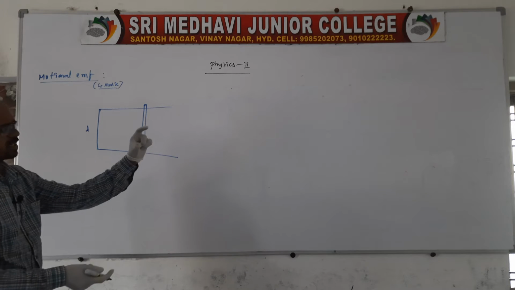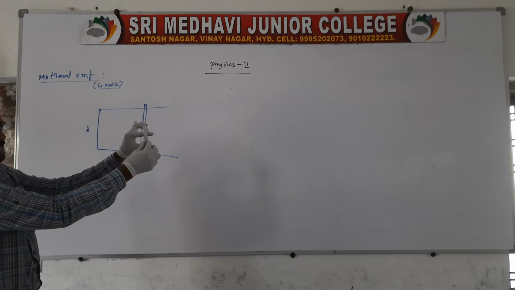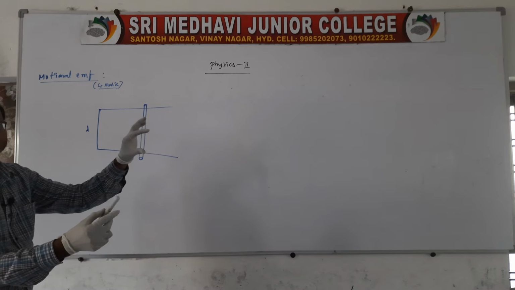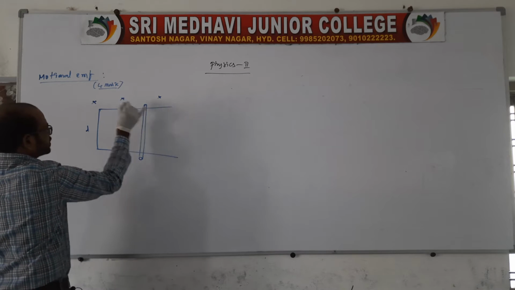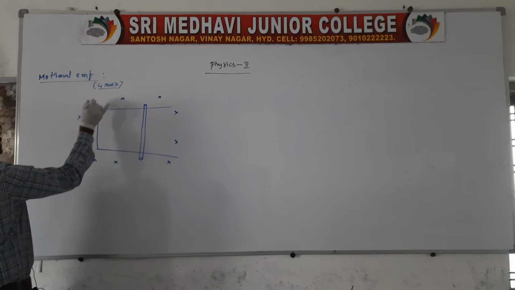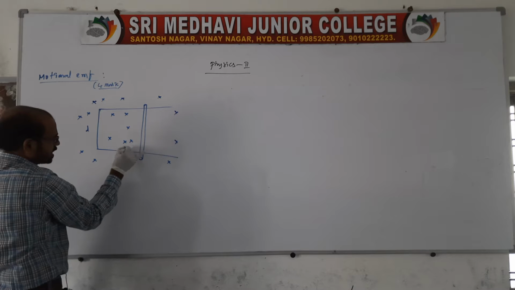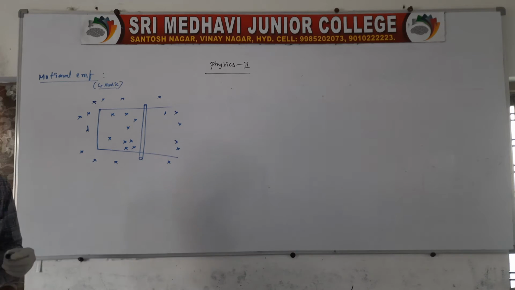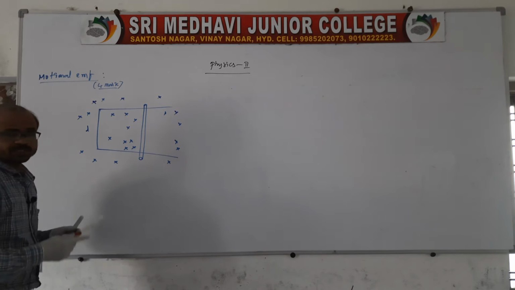Here you take a rectangular frame, and there is one wire which can move freely or slide over the rectangular frame. And this coil is placed in a uniform magnetic field. The field is cross. What is meant by cross? Cross is nothing but a field acting into the plane of the paper. That means this field is produced because of a current carrying conductor in the inward direction.